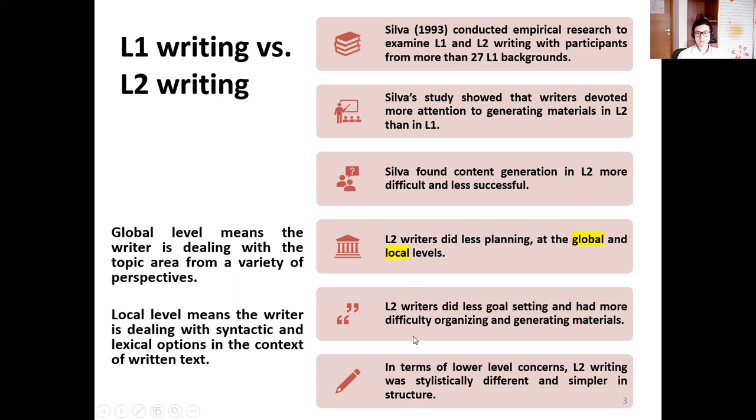L2 writers did less goal setting and had more difficulty organizing and generating materials. In terms of lower level concerns, L2 writing was stylistically different and simpler in structure. So from the comparison, we can see that L2 writing is not easy.